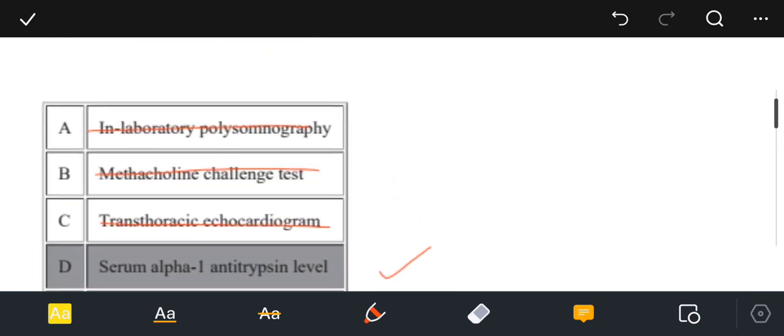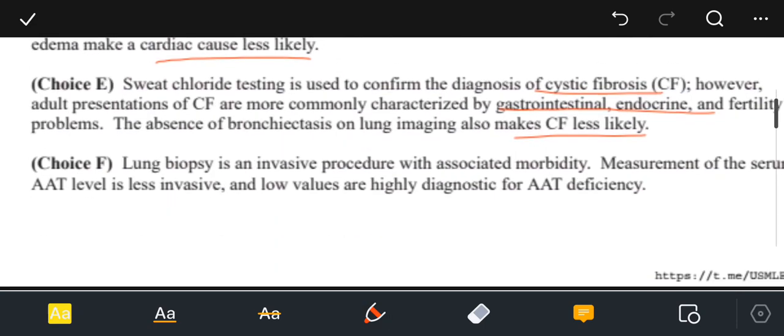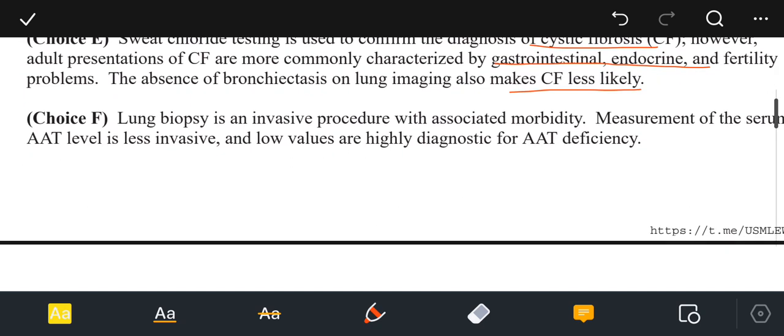The choice F, that is video assisted lung biopsy. This is not the option of choice because lung biopsy is an invasive procedure with associated morbidity. A measurement of the serum AAT level is less invasive and low values are highly diagnostic for AAT deficiency.